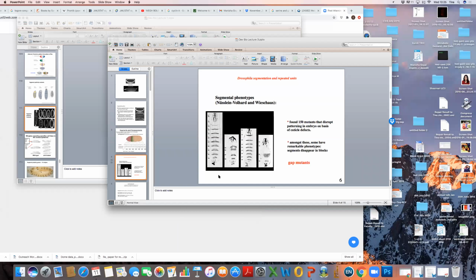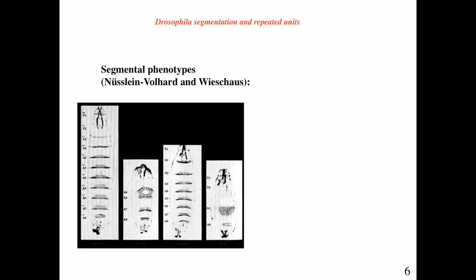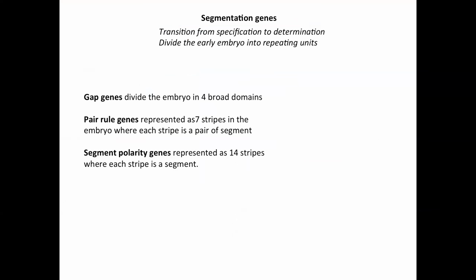now does everybody see my original slide again, the gap, pair-rule, segment polarity slide? Yeah. Okay, great. So now once they had these genes, what did they see? The mutants that they call the gap genes, they divided the embryo into these 4 broad domains.